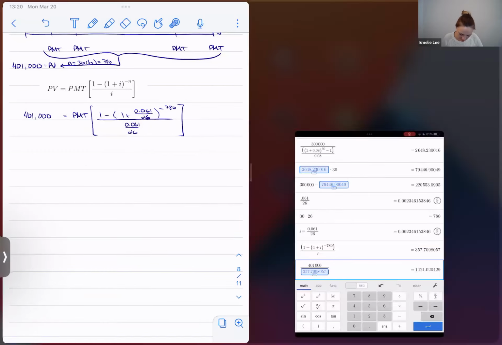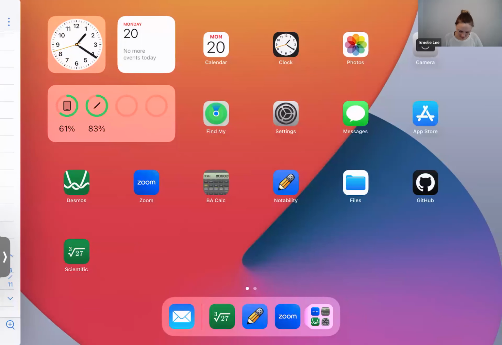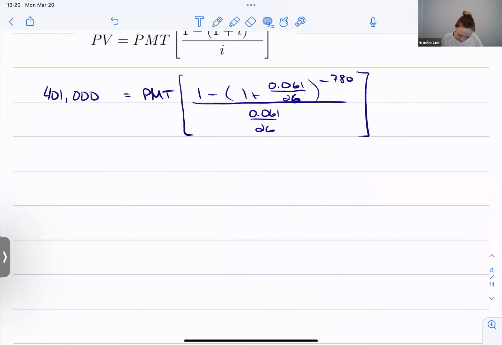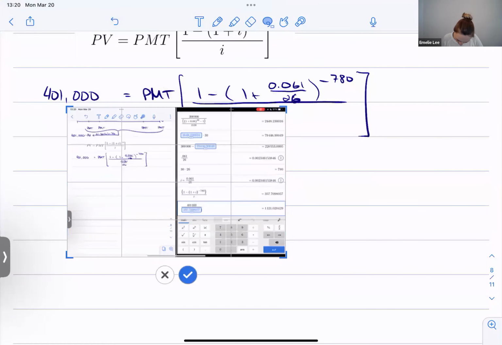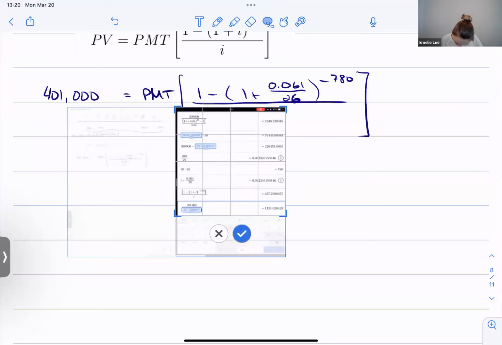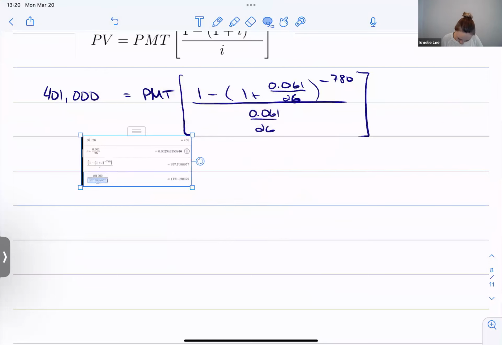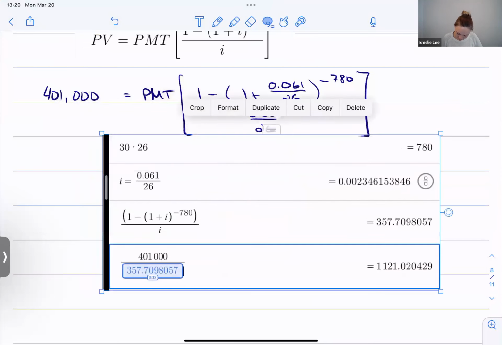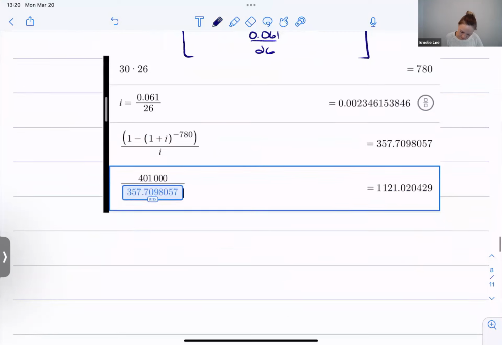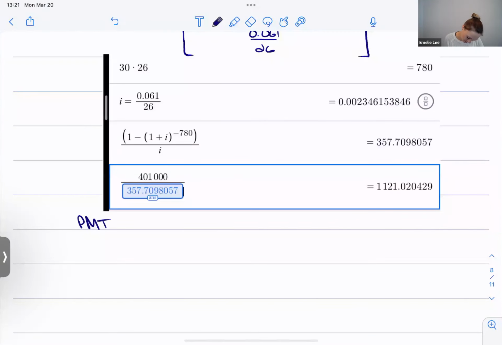Save. It's kind of lagging here. Okay. So then my payment amount is going to be 1,121 and 2 pennies, right? Bi-weekly, twice a month, okay, for 30 years, and then I'll have it paid off.